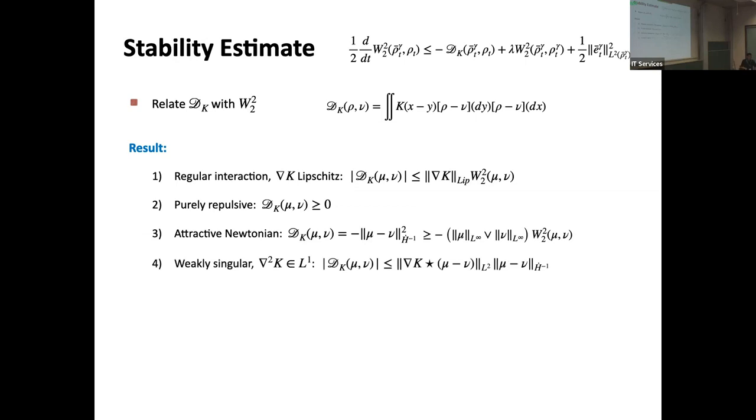And then we have a case which nobody really studies. So we have this weakly singular case, and this is the case where the Hessian of k is only L1. So of course, the Newtonian does not fall here because the Hessian of k would be a delta distribution. But this one is slightly less singular. So in this case, you can control again the modulated energy by the H-1 homogeneous norm, and something looking like this.